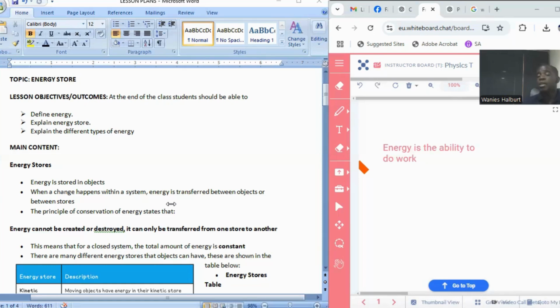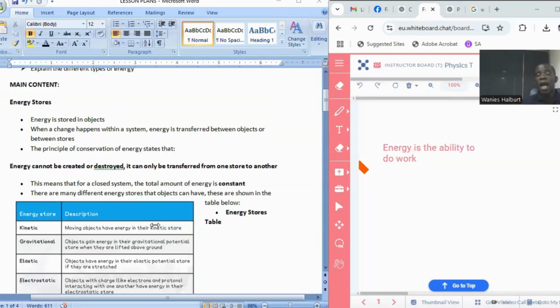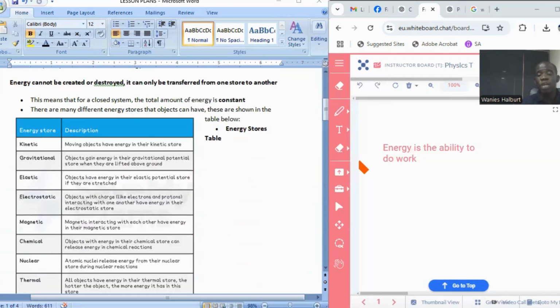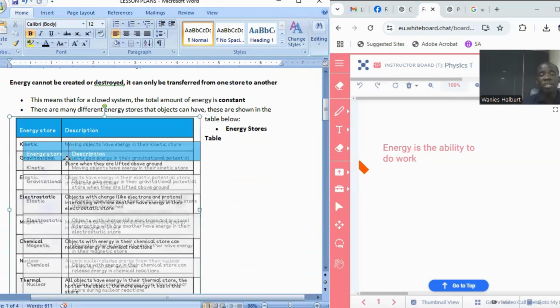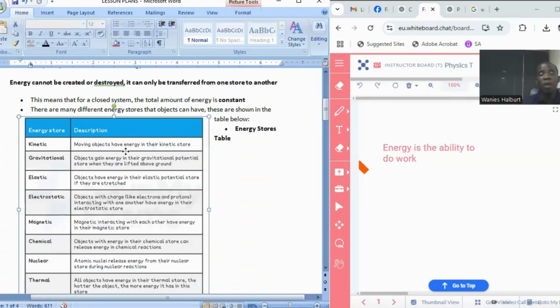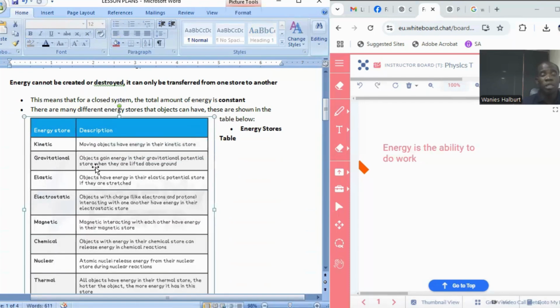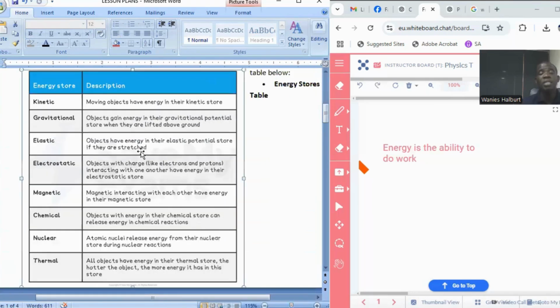Now, these energy stores, I'm going to show you from the note. You check the note, you will see the different energy stores that we have. Number one, we have the kinetic energy store. What form of energy does that one store? Moving objects. Kinetic energy is the energy associated with moving objects, and so the kinetic energy store stores kinetic energy.